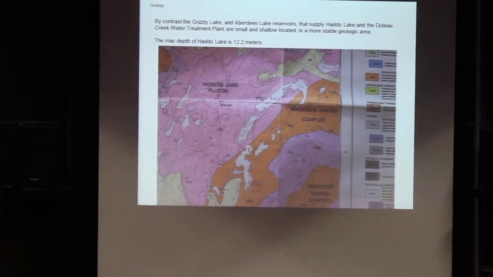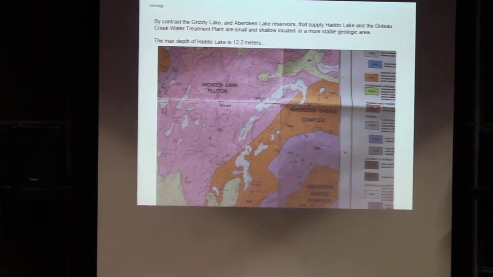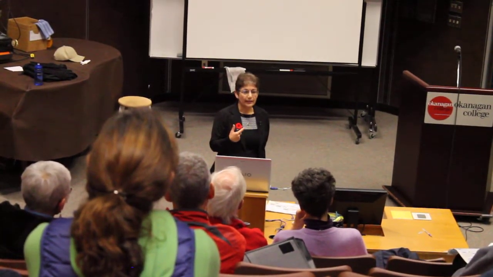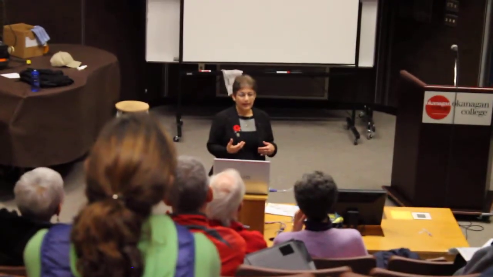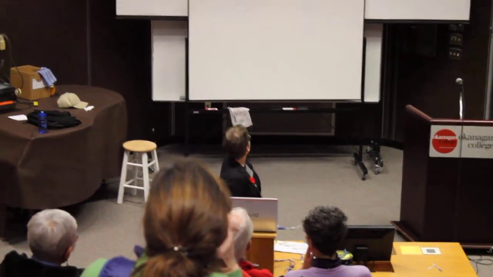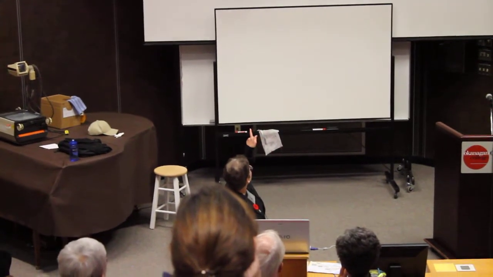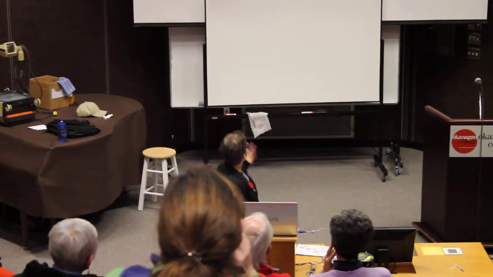And this, by contrast, the other water source, Grizzly Lake and Aberdeen Lake, the reservoirs that supply Haddo Lake, so these are the Duto ones, they're small and shallow and located in a more stable geological area. So they're on the Nicolin Lake Pluton and the Aberdeen Gneiss Complex. And basically, the lakes, I don't have a pointer, but there's Aberdeen Lake and Haddo Lake and Grizzly Swamp and Grizzly Lake. You know, so they're swampy lakes. They're about, Haddo Lake is about 12 meters deep.